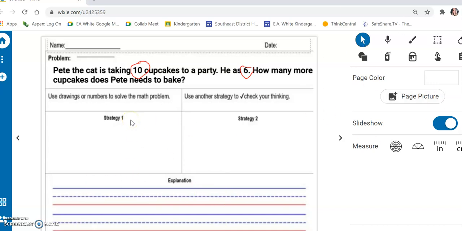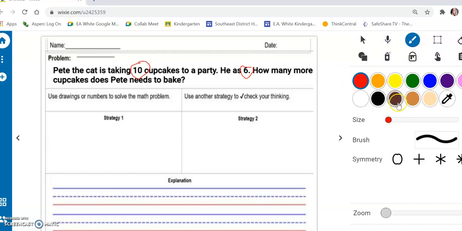I would allow my students some think time. When first introducing Problem-Solving Tuesdays into the classroom, I may model under Strategy 1. Strategy 1 asks us to use drawings or numbers to solve our math problem. Here's where I would encourage my students to draw a picture to show their math thinking. Pete the cat is taking 10 cupcakes to a party. He has 6. How many more cupcakes does Pete the cat need to bake?